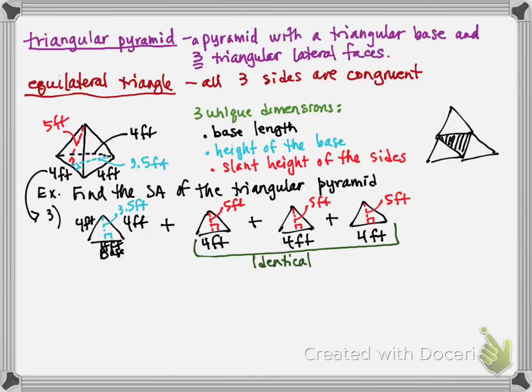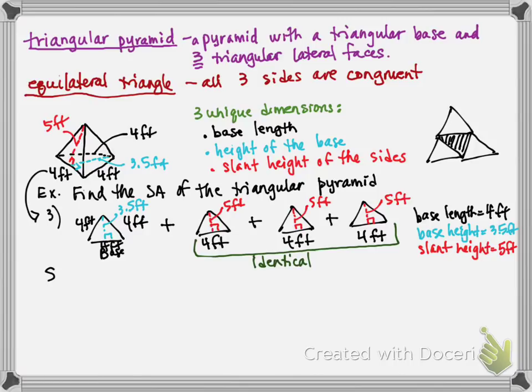And off to the side here, I'm going to just label everything. So base length is equal to the 4 feet. The base height is the 3.5 feet. And the slant height is the 5 feet. Okay?